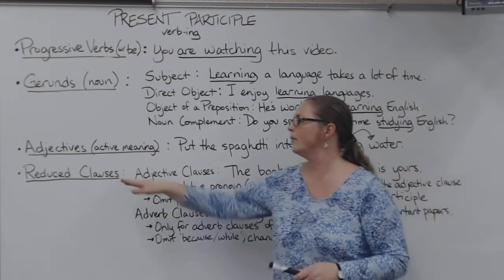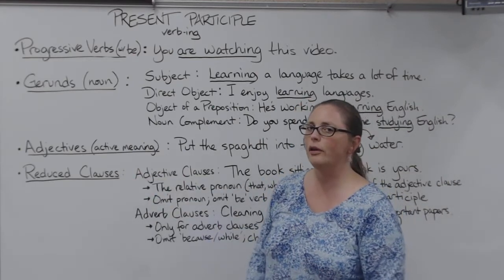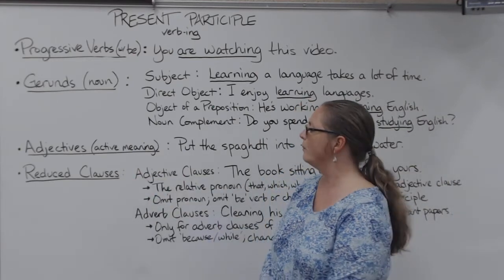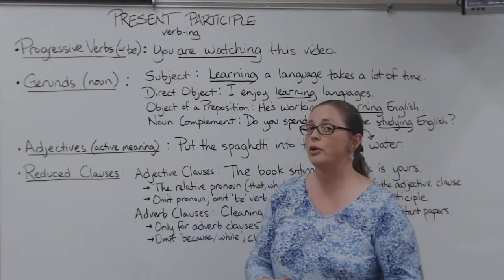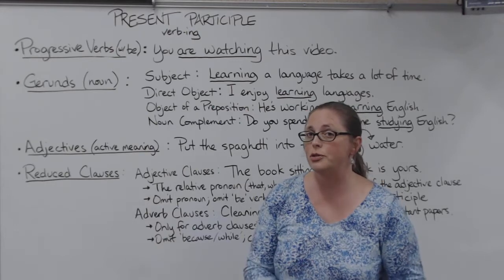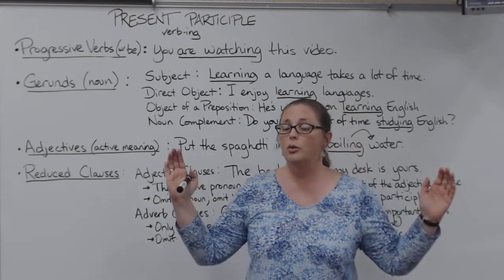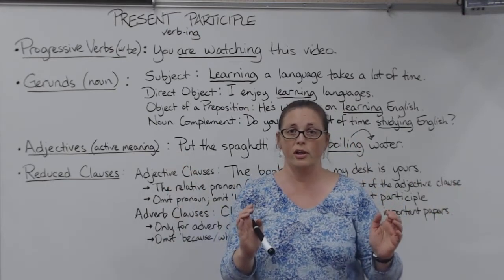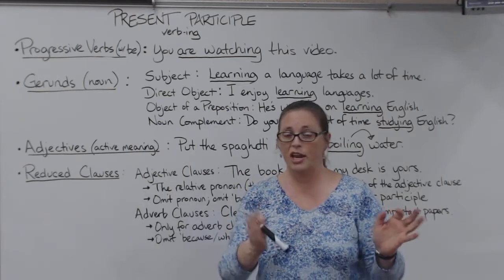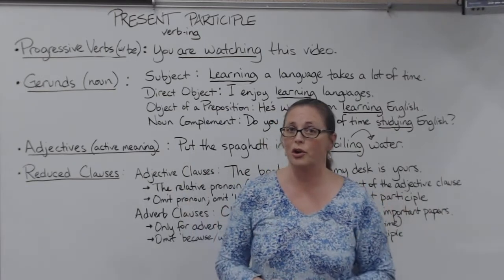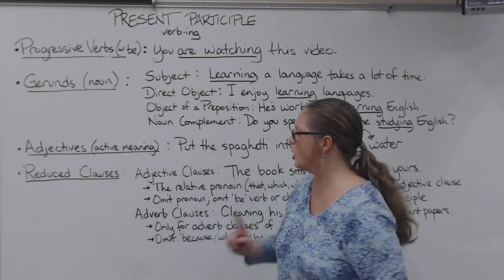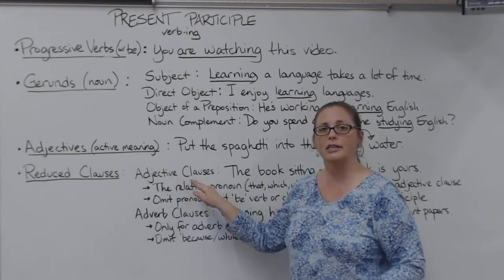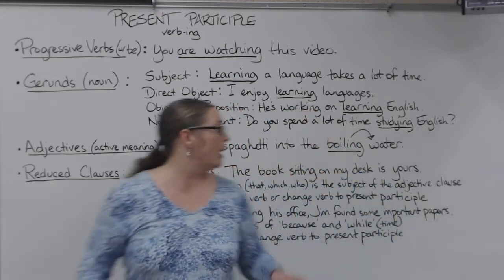And finally, for the high-level grammarians out there, reduced clauses. This is talking about reduced adjective clauses and reduced adverb clauses. You shorten the clause. We like to do this in English. Take some things out, make it shorter. We're busy people. We don't have time to say all the words. So, adjective clauses. Here's an example.